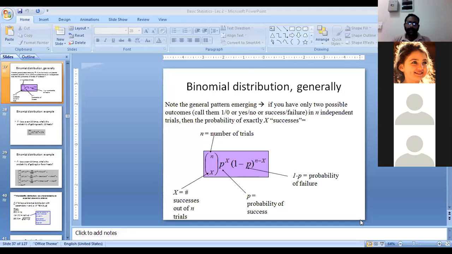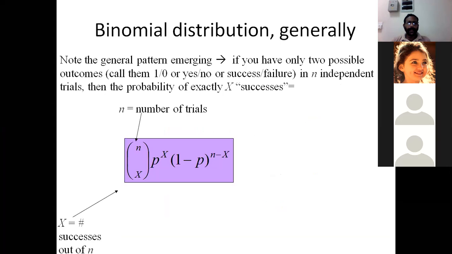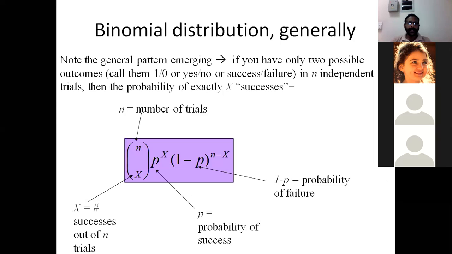Now, today, we will continue with what we have discussed last time. So, I think this is the formula that I have already given. N is the number of trials. X is the number of successes out of n trials, right? In our case, X is the number of heads in n number of trials. Then that is the probability of success, that is the probability of failure, okay?